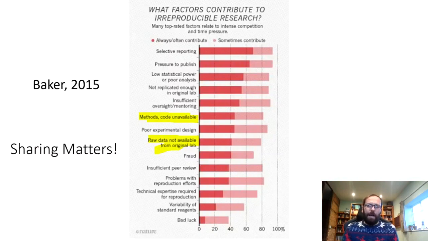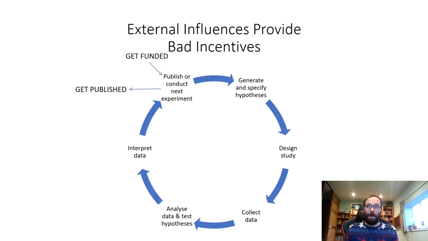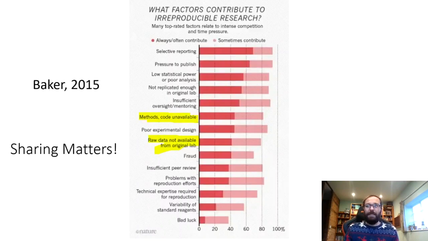And what we know from a survey by Baker et al. is that sharing does matter. So 2 of the key reasons why people think results don't replicate particularly well is because the code or the methods are unavailable and the raw data is not available. Okay, sharing is a problem.